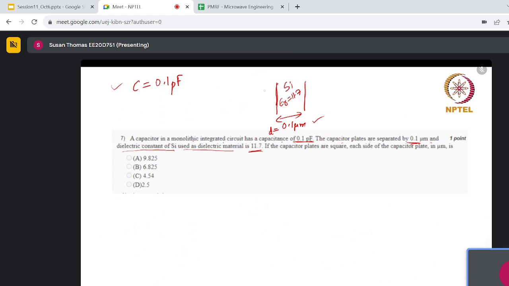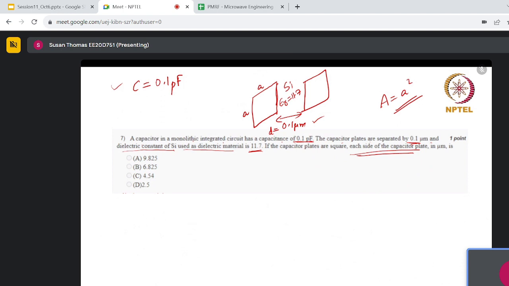Now, suppose the capacitor plates are square plates. So imagine you have two square plates. What do you mean by square plates? The sides are the same. So what will be the area of the square plate? A square. Simple. Now, what is each side of the capacitor plate? You are asked for the length of the capacitor plate, or the side of the capacitor plate. So how do we realize it? Basically, what should be the capacitor plate length?